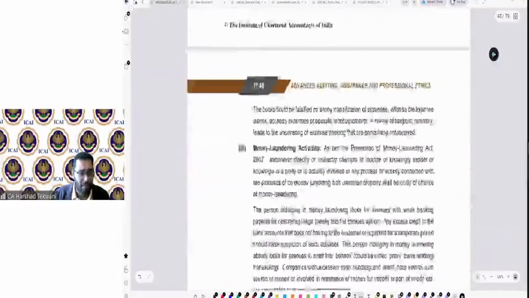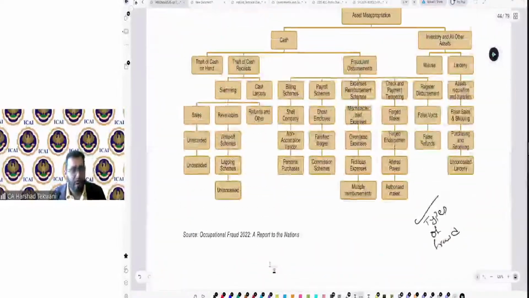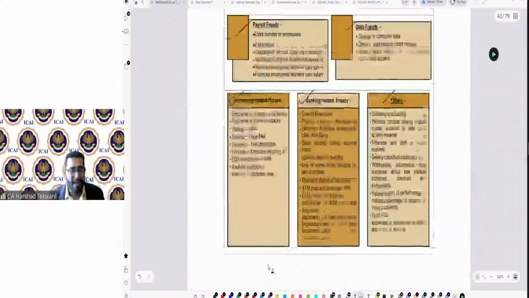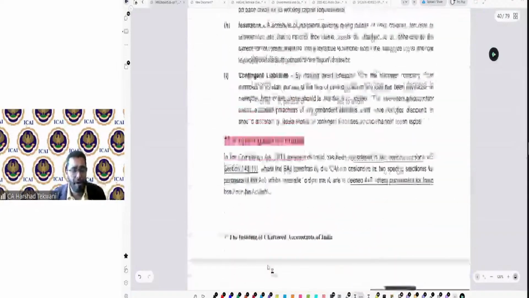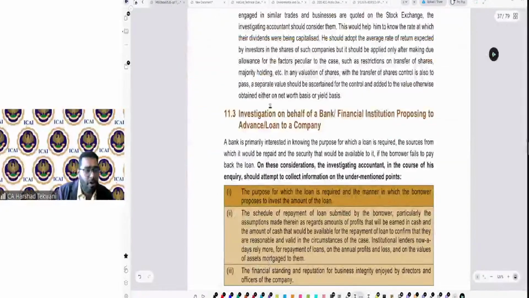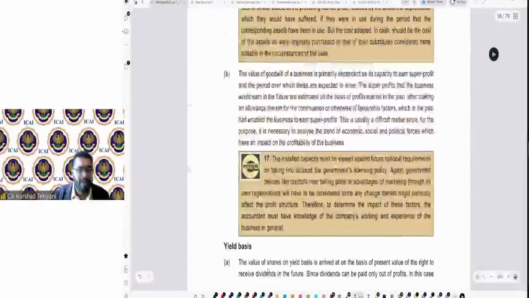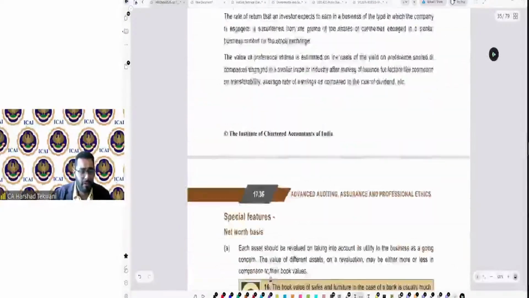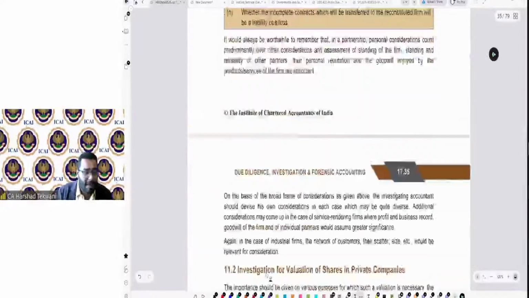I would suggest everyone read these investigations. There are various kinds of fraud schemes also given. Please read these fraud schemes because that will give you good understanding and clarity. Any doubt? Investigation on behalf of a bank or financial institution proposing a loan or advance to a company. So various types of investigations are given, and what is done in those investigations is explained in detail with an example.